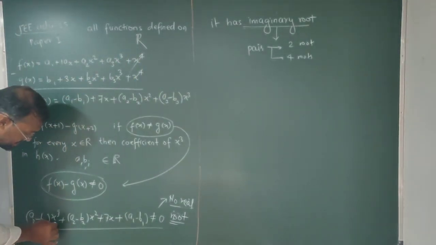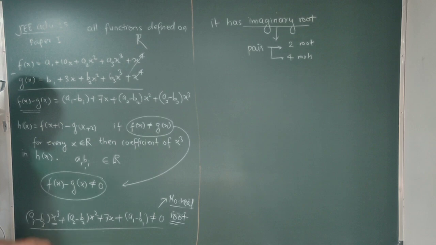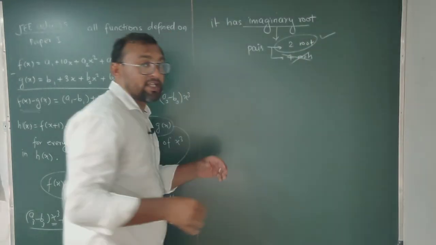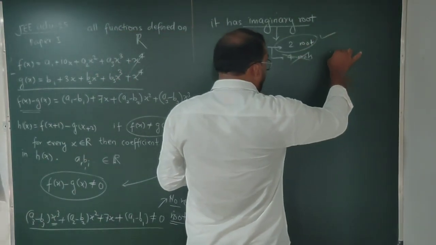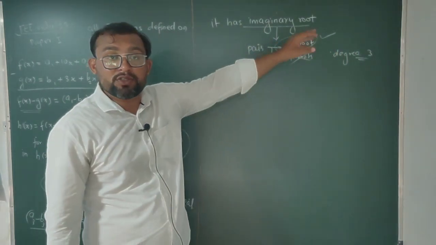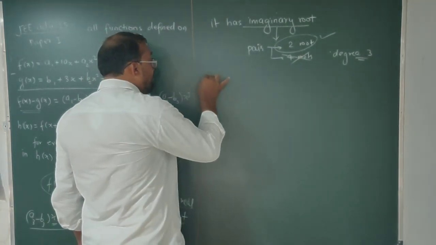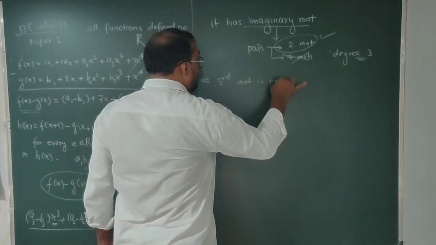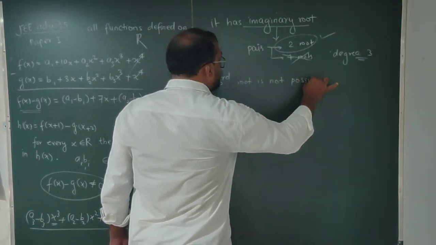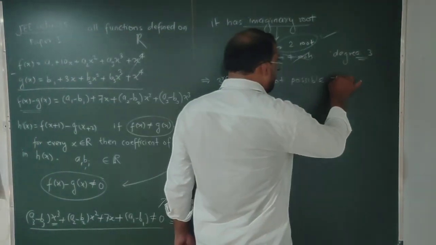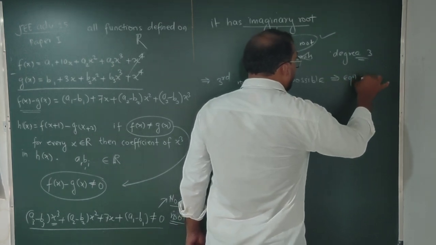But here the highest power of the equation is cube, so it has three roots and no real root is present. That only means there are only two roots possible, not four roots, because it has degree 3. So it is only possible that there are two roots. As there are only two roots, the third root is not possible. If the third root is not possible, that can only mean that this equation is actually a quadratic. This implies that the equation is quadratic.